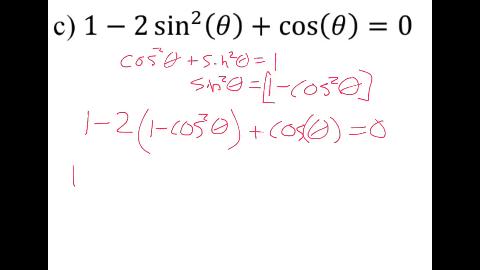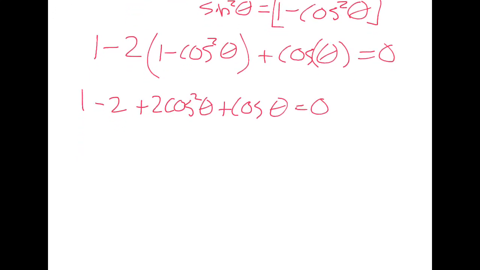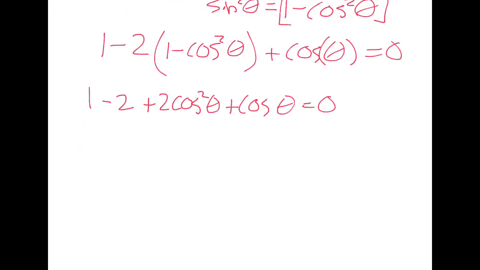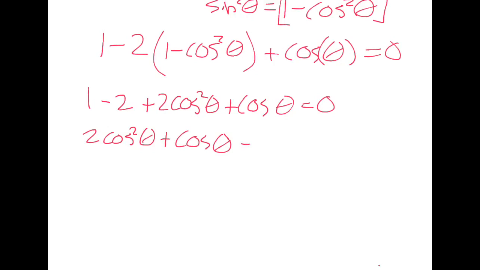So we'll get 1 minus 2, negative 2 times 1 is minus 2, plus 2 cosine squared theta plus cosine theta equals 0. And now let's combine like terms. 2 cosine squared theta plus cosine of theta, and then a 1 minus 2 gives me a minus 1 equals 0.